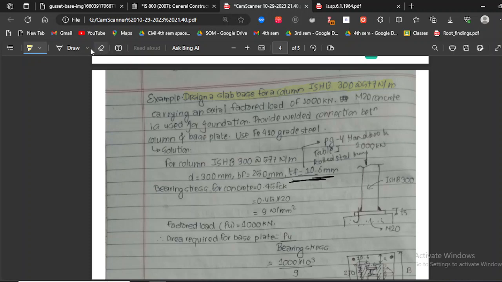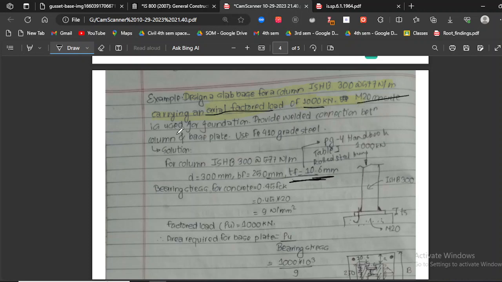So in this question, first let's read our question. We are going to design a slab base for a column ISHB 300 at the rate of 577 Newton per meter, carrying an axial factored load of 1000 kilonewton. So you need to remember this word, axial factored load of 1000 kilonewton.